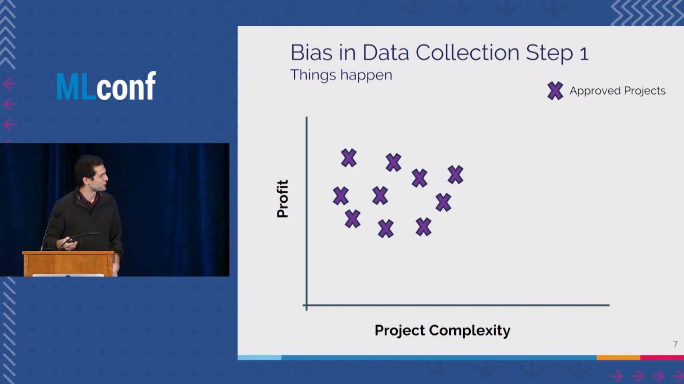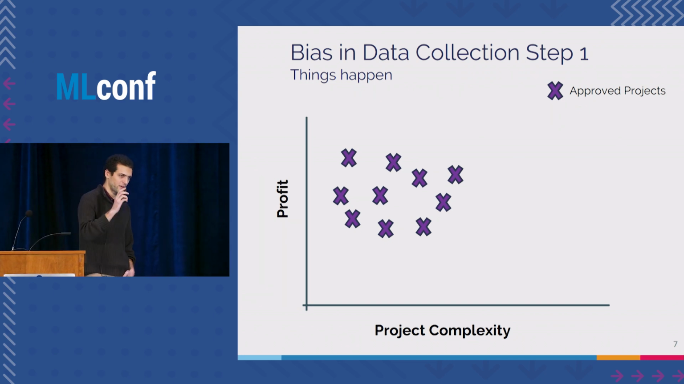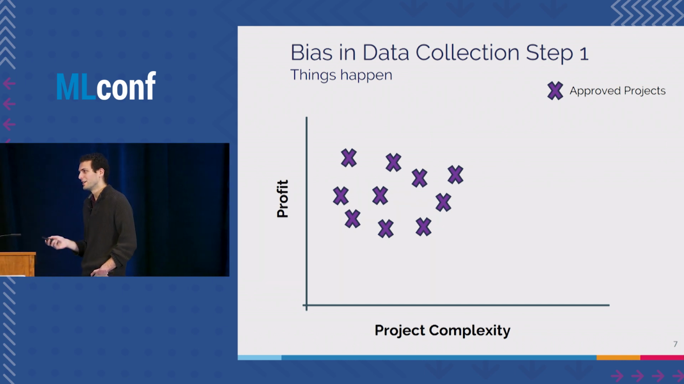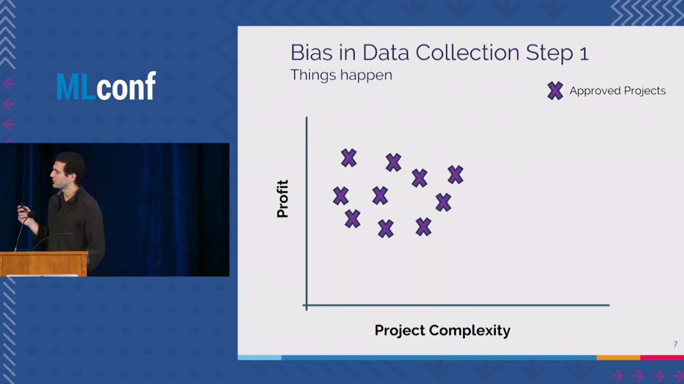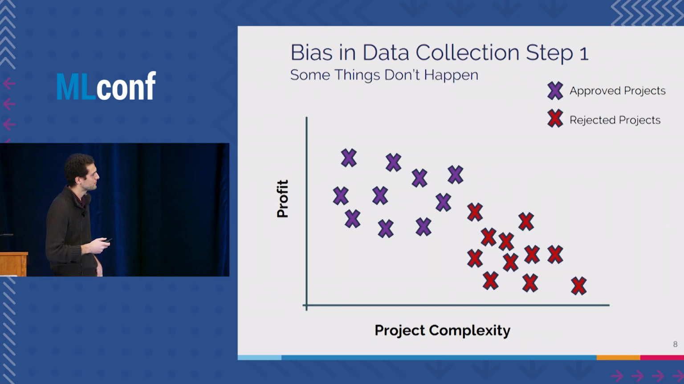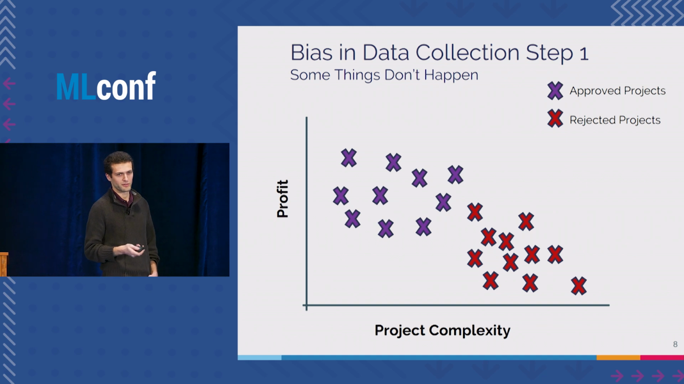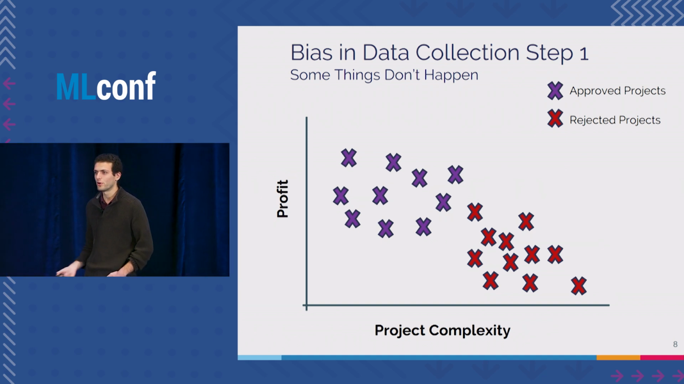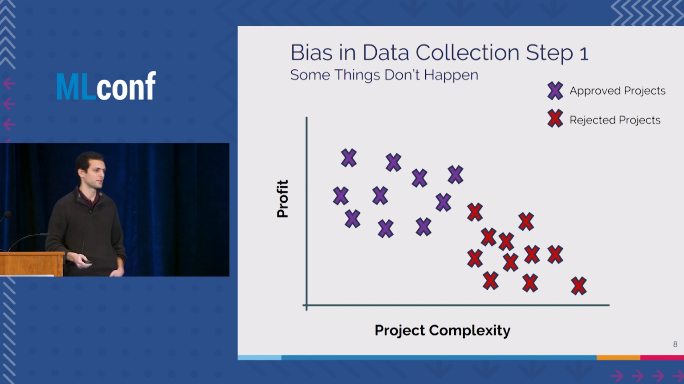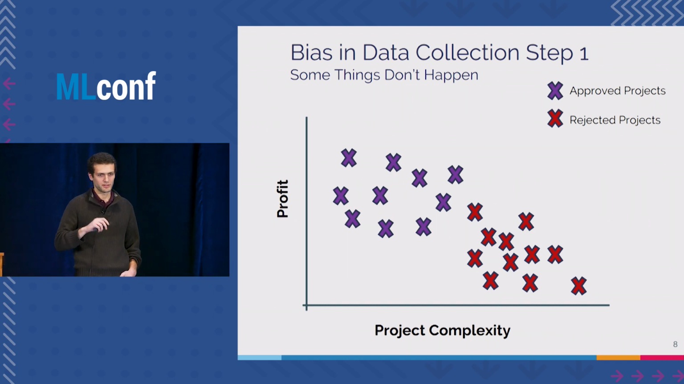Just to illustrate this point, we have, let's say, profit on the y-axis and project complexity on the x-axis. This is sort of a proxy for all of the different kinds of input features we would want for a problem like this. Approved projects are in purple. Rejected projects are in red. These are the projects that would have happened had they been approved, and what their profit would have been. We can see they're clearly different, and they're different in a systematic way.